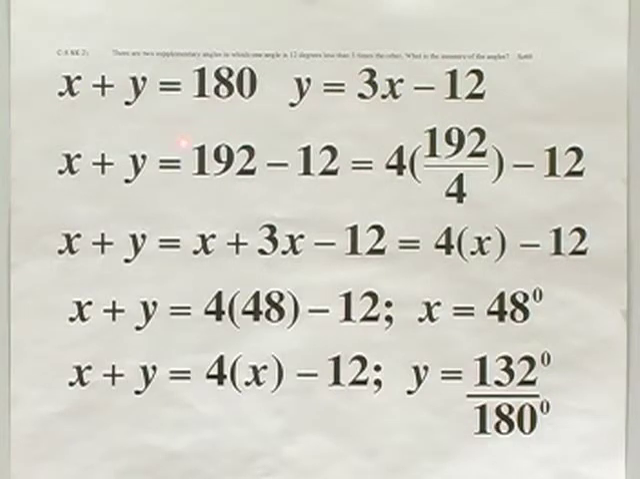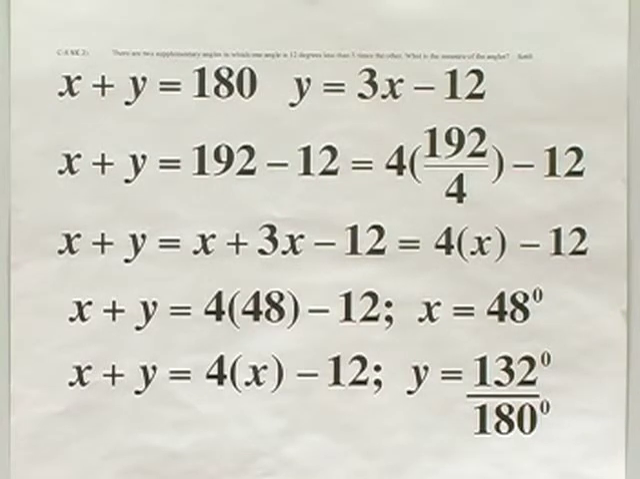So I want to reformulate 192. I'm going to multiply by 4 and I'm going to divide by 4. When I do that, I get x plus y equals 4 times 48 minus 12. And then rewrite this equation. X plus y equals 4x minus 12. So we have translational symmetry. So x is going to be 48. Everything matches. I have x equal to 48.